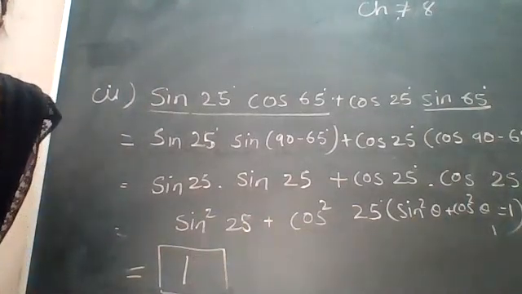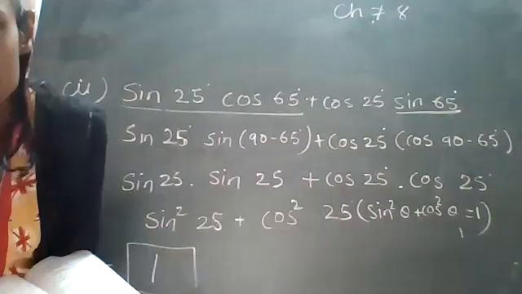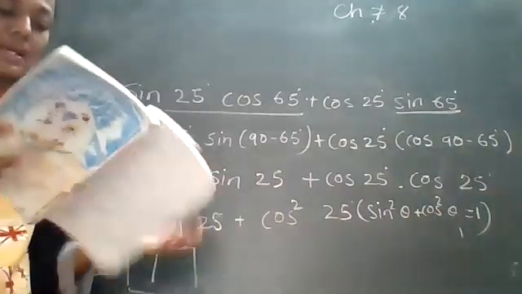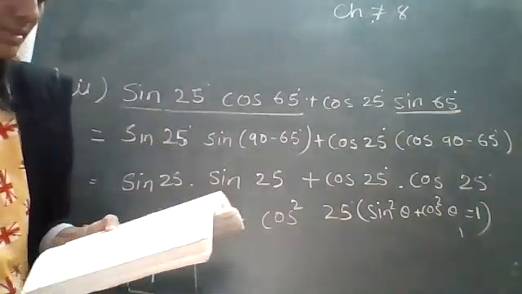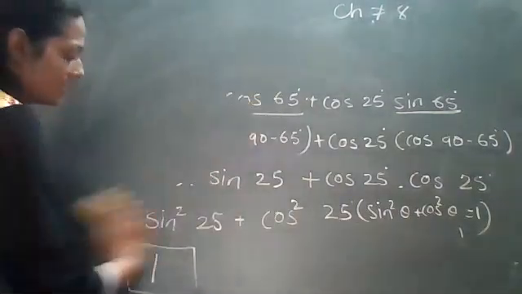Understood everybody? Yes, ma'am. Now the next question is: choose the correct options and justify your choice. It means we have to find the value and then justify. Ultimately you have to go with the method only. If you are not solving the sum, you will not get anything. So you have to solve the sum also, right?